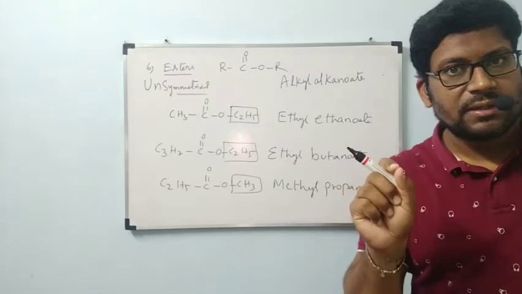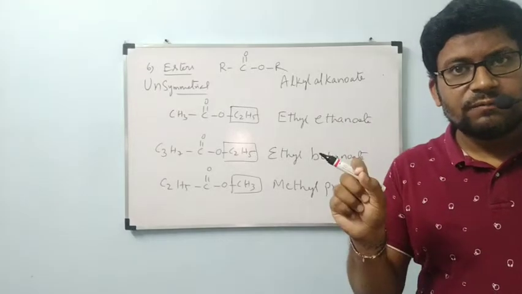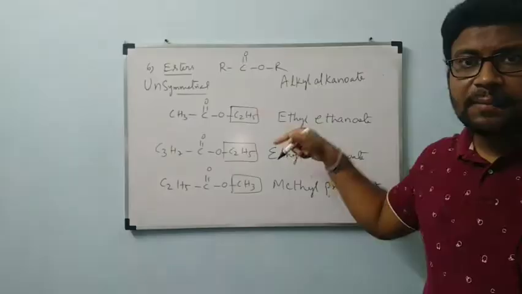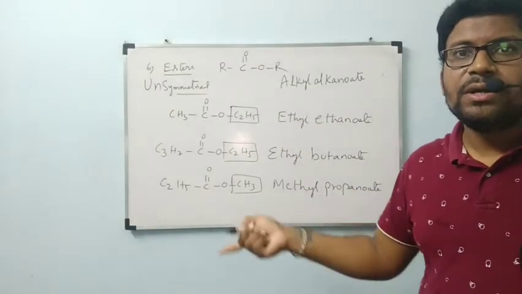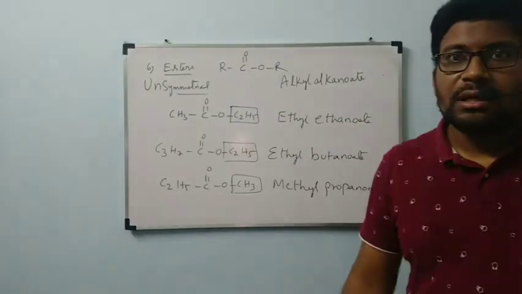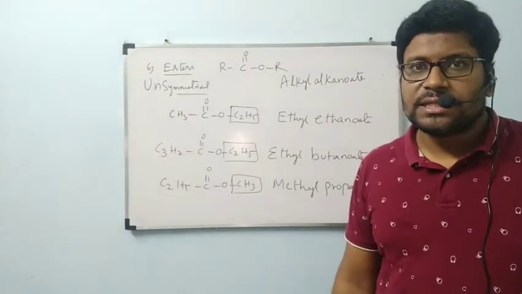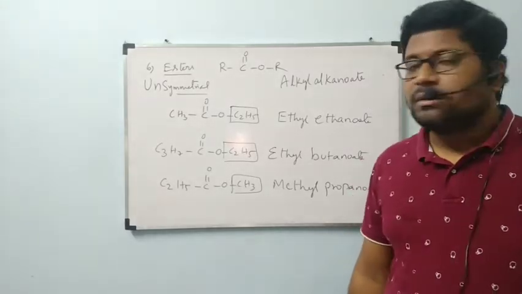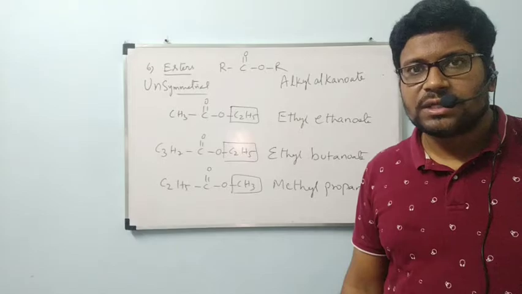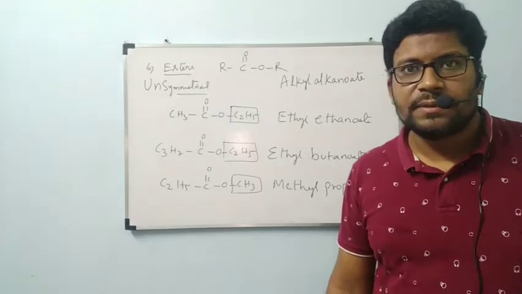But you have to remember one thing: the R group which is bonded to oxygen, first we have to mention that one. Then, how many carbons remain? According to that, we have to end the name with oate. In that way, we have to give names of esters. Okay? We will go for the next functional group. Before that, I hope all of you are understanding the concept clearly. Okay? Next.